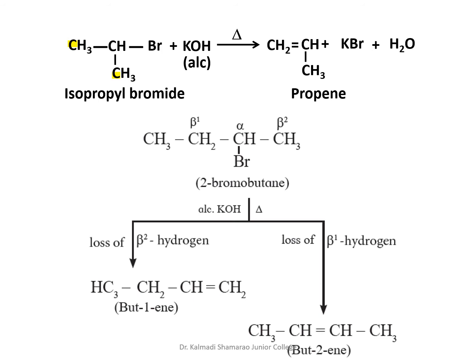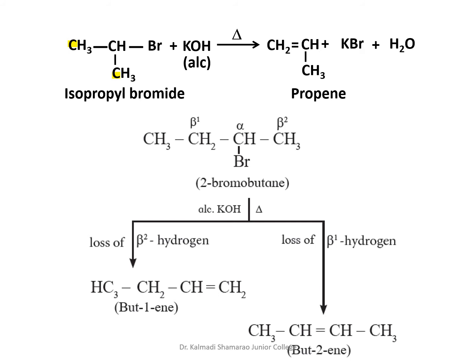Let us consider 2-bromobutane as the alkyl halide. In 2-bromobutane, there are 2 beta carbon atoms, but these beta carbon atoms are not equivalent. Beta 1 is a secondary carbon atom, whereas beta 2 is a primary carbon atom. So, if a hydrogen atom is removed from beta 1 or beta 2, different products are obtained.